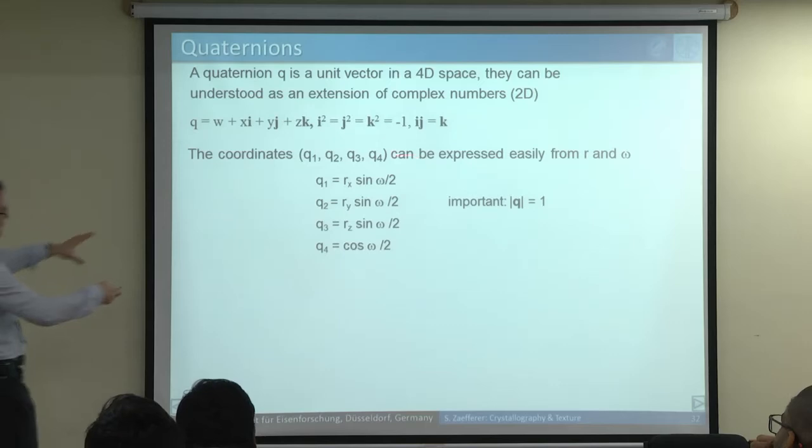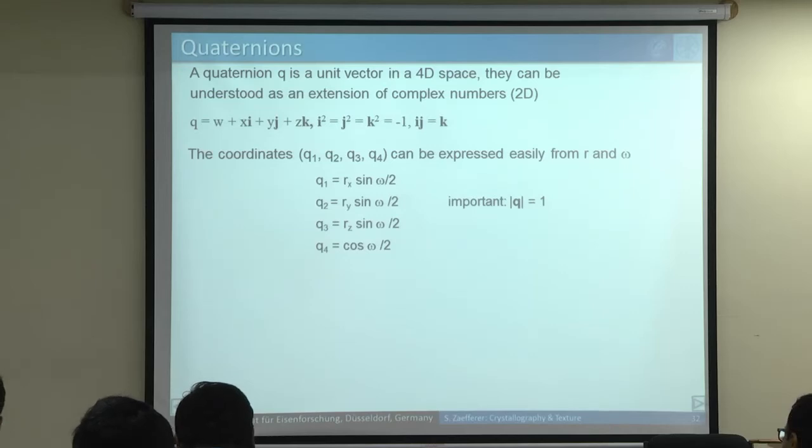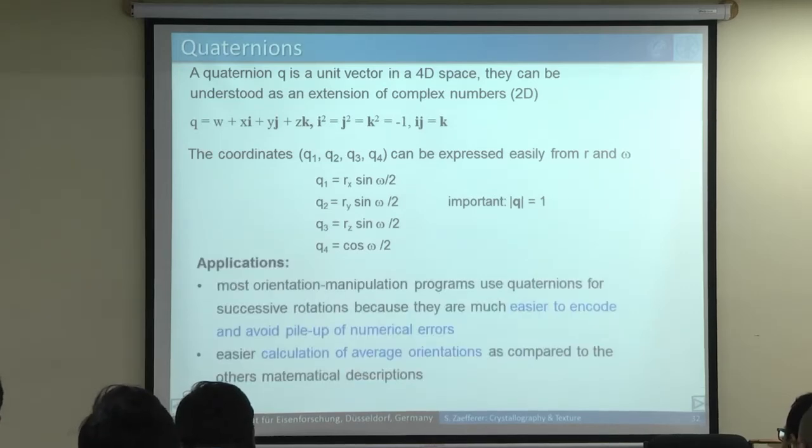And the rules are written here. I don't want to go into details, but for manipulating in the software, in computer, quaternions are very powerful. Of course, you cannot display them easily because it's 4D and not 3D. You always have to go back to some 3D or some 2D presentation. But for calculation inside, I write it here, pile up of numerical errors can be avoided quite significantly.